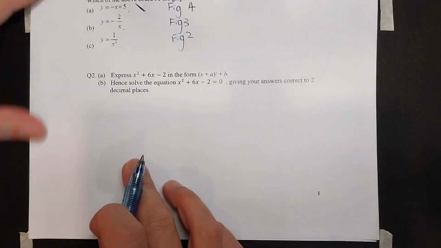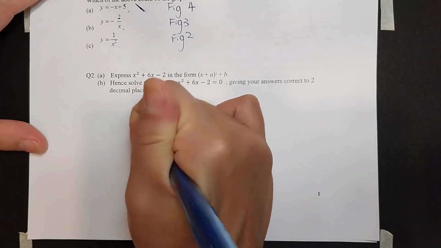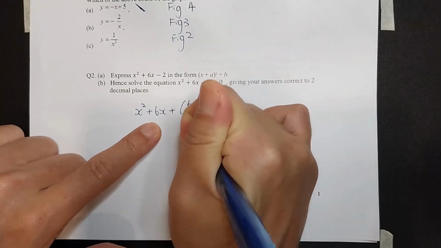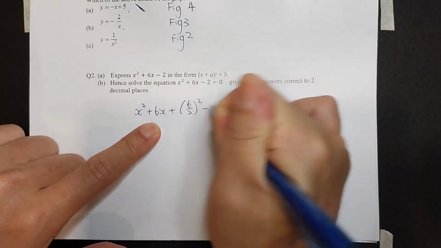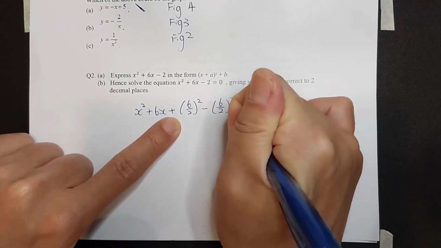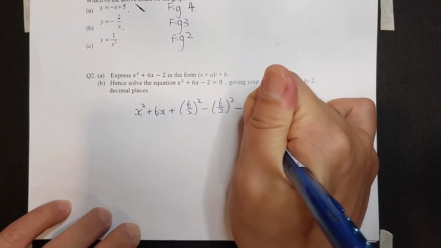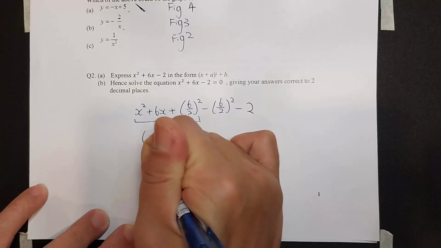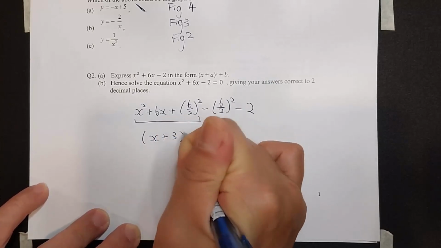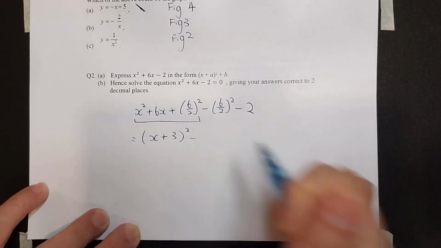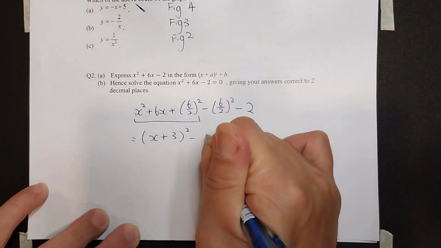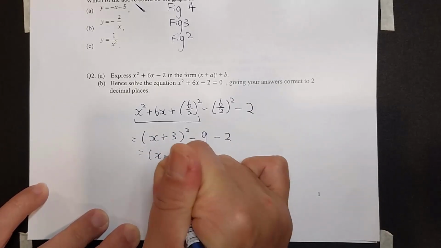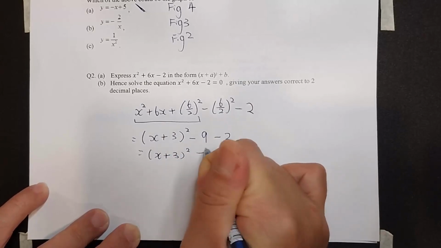For the next question, we are going to complete the square. So we will write it as x squared plus 6x plus, we will halve the x here. And then we will minus the same thing. Remember the square, and we will minus 2. So this part here is a perfect square, and we will have x plus 3 squared minus away. So 3 squared will be 9, minus another 2. So we have x plus 3 squared minus 11.